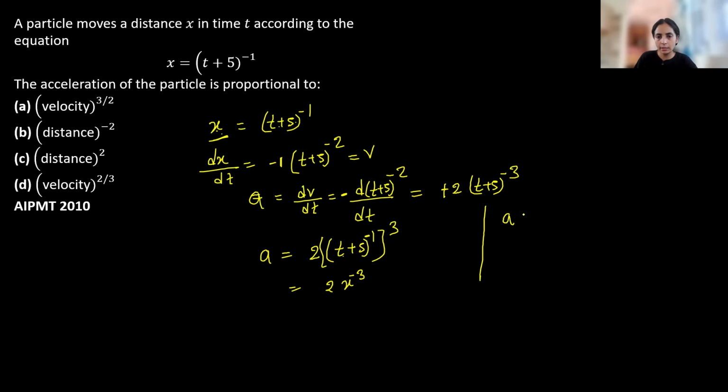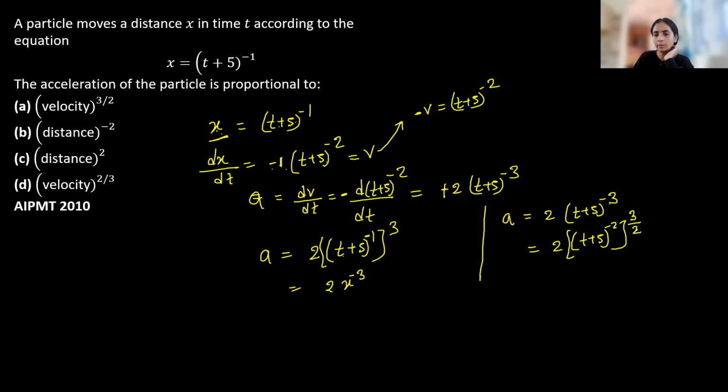Now let us do that. a is equal to 2(t+5)^-3. Now look at what velocity is given: velocity is equal to -1 times (t+5)^-2. I am bringing this minus sign to the other side, so I am writing it as -v is equal to (t+5)^-2. So from here I wrote t+5 with -2, and then we have to write the -3 power. So what I am going to do is raise it to 3/2. Okay, so 2 will get cut and then you are left with -3. So this statement is the same, right? So 2(t+5)^-2 is equal to -v, so this is your (-v) to the power 3/2.